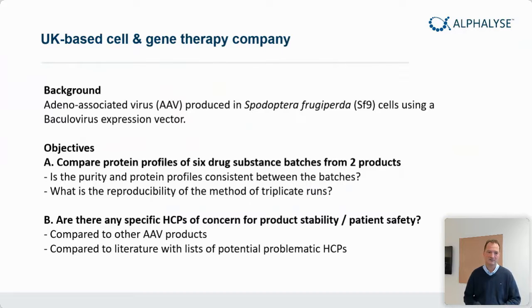And the second objective, are there any specific host cell proteins that can be potentially problematic or of concern for product stability or eventually for patient safety? So both compared to what AlphaLISA has seen in other AAV products, but also what is known in the literature from classical biologics.